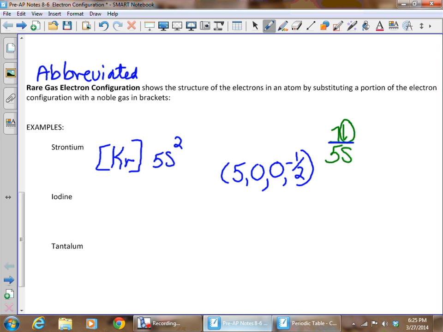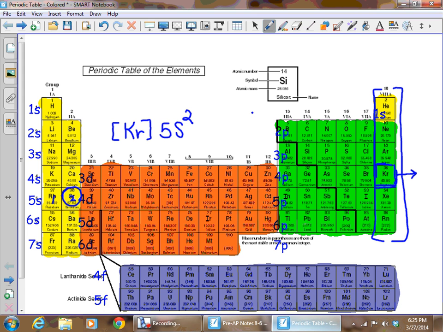Iodine, if we look back at iodine on the periodic table, iodine is here. And remember, when we're writing the abbreviated electron configuration or the rare gas configuration, we want to find the noble gas closest to iodine without going over. Now, it looks like xenon would be the closest one, but xenon is after iodine, so we cannot use that one. So we must go once again back to krypton. So once again, we're going to be using krypton as our element in brackets, and all we have to write down is whatever comes after krypton.